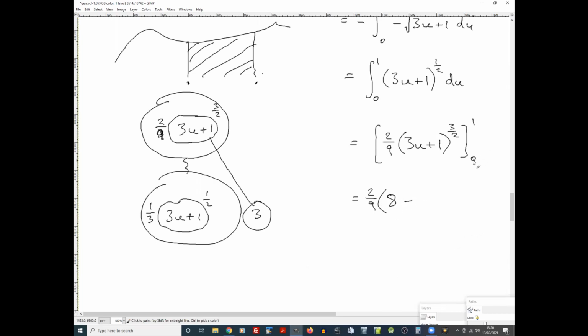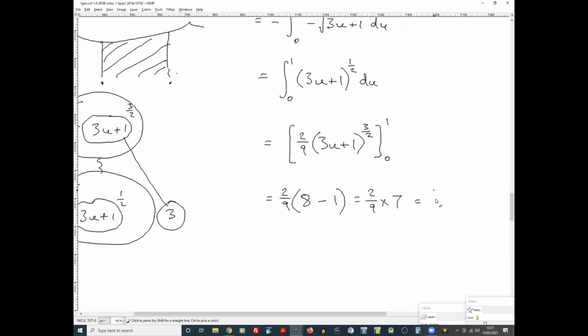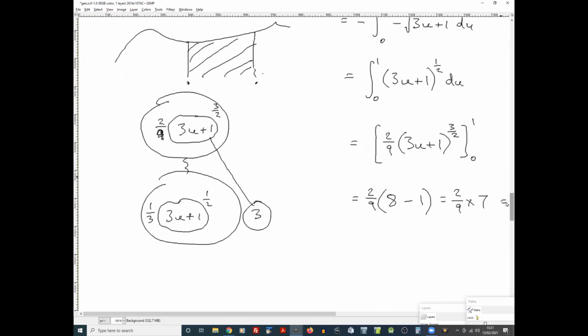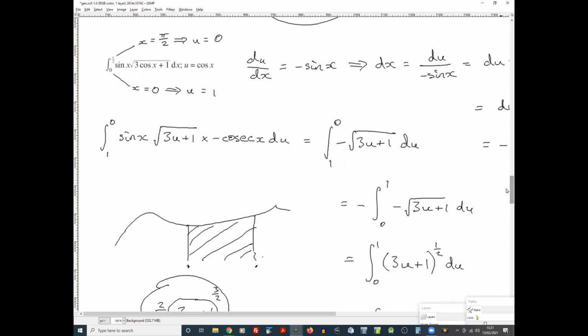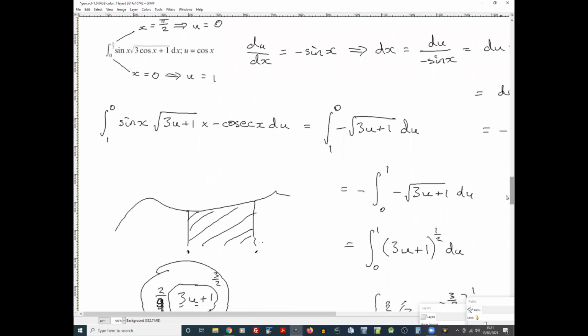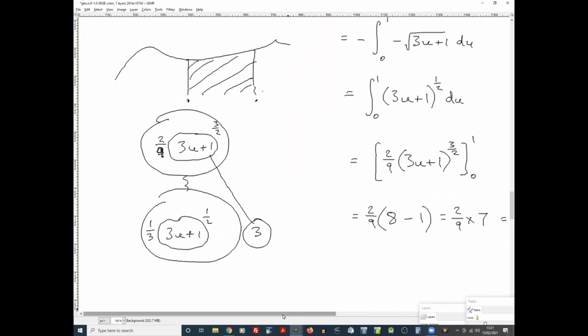Minus the 0 version, where it's what to the power of 3/2? Where it is 1 to the 3/2, so just 1. So just 1. So we get 2/9 to the 7 times 7, which is 14/9. Good. And then was there an extra bit? No. I just wanted an answer, which is 14/9. Good.